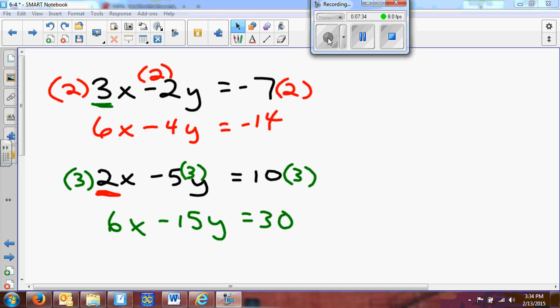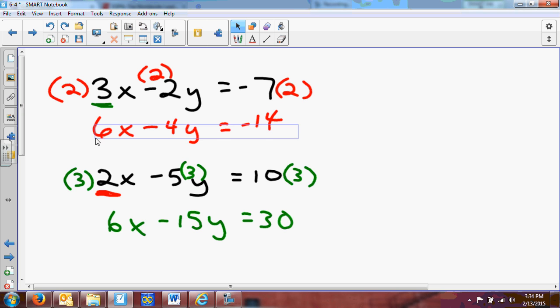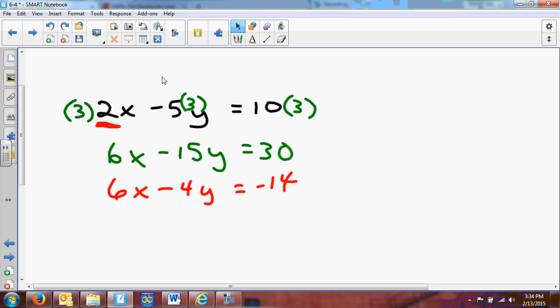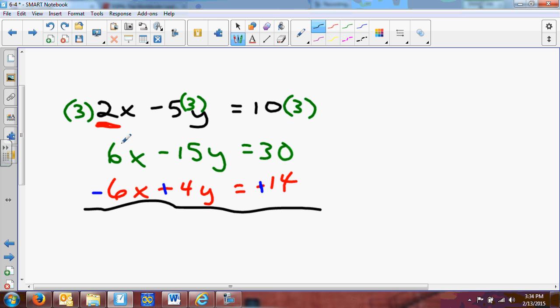Okay, there you go. 6x minus 4y equals negative 14. 6x minus 15y equals 30. So now that I have my two equations, my 6's almost match. Last thing I got to do, change the signs of one of them. I'm just going to change the signs at the bottom, make it nice and easy. That's a plus. Now that we're there, we are ready to add them together. In this case, my x's will cancel out.